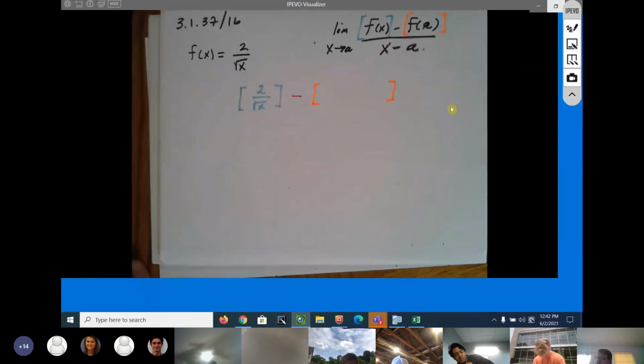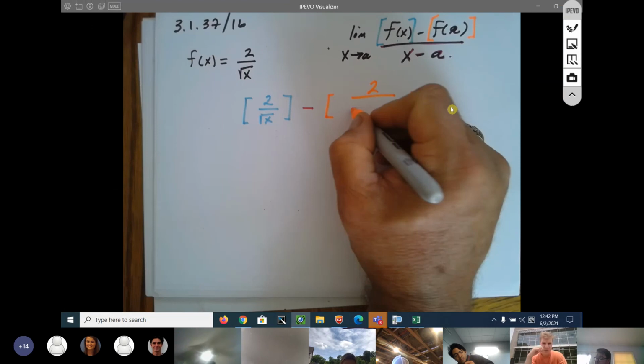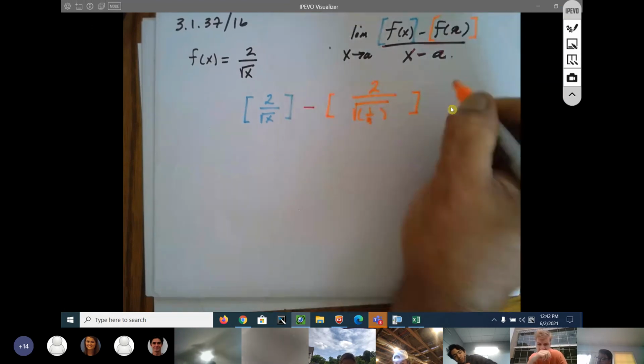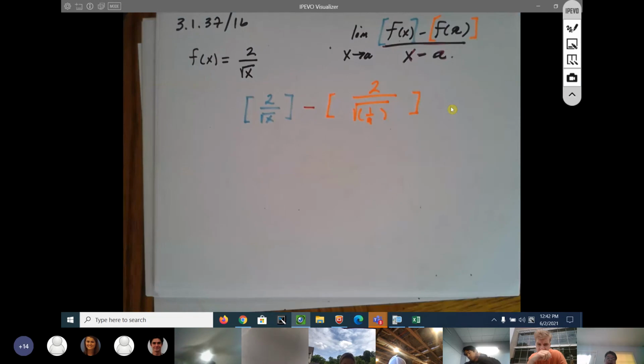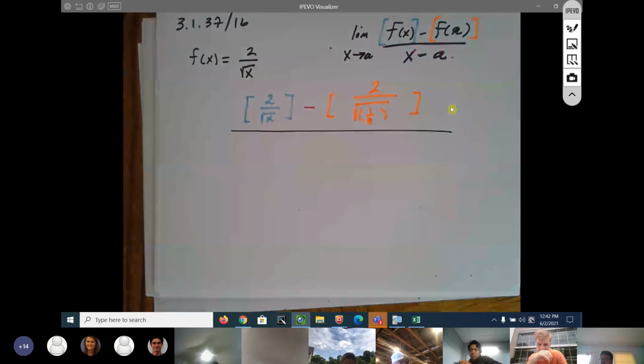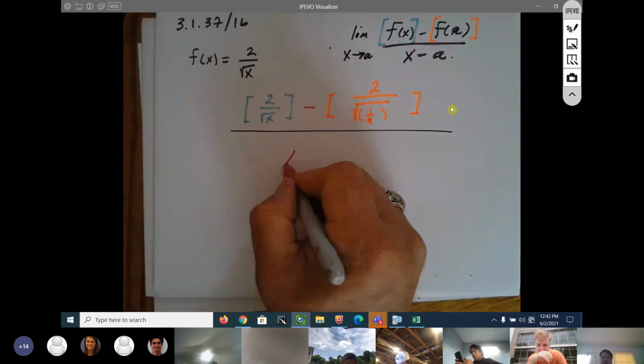Minus parentheses f of a. So that means I'm going to plug in a is equal to what? a is equal to 1/9. So you're going to plug in 1/9. 2 over the square root of a big set of parentheses, and I'm going to plug in 1/9. All that over x minus a, x minus 1/9.